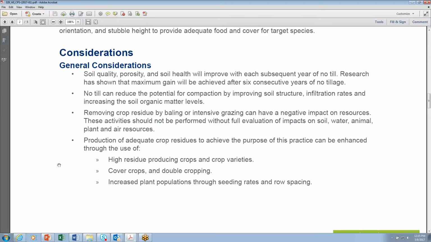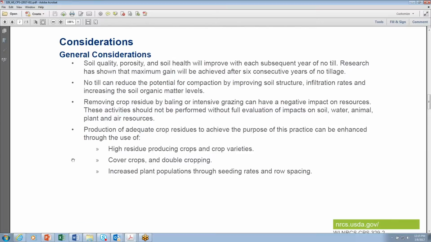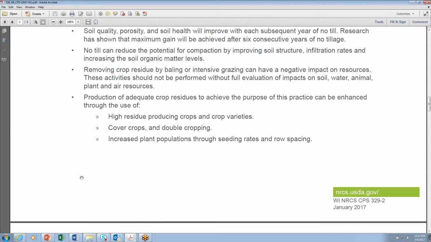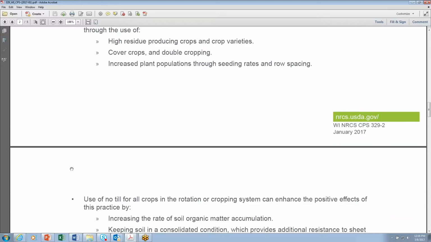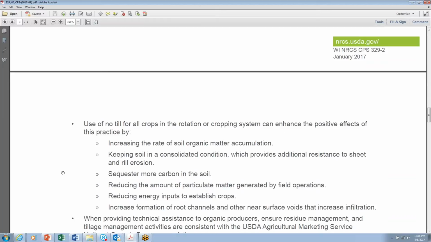Use of cover crops is phenomenal with the no-till system, and we have a lot of people very interested in double cropping, and by definition double cropping is where you're running, it may be a cover crop, but you're running it at the same time as the crop that's growing there. So it's using dual purpose, 2 crops instead of 1. So those are all very positive potentially for no-till. Increased plant populations is also something that oftentimes is beneficial with the no-till system. Use of no-till for all crops in the rotation.